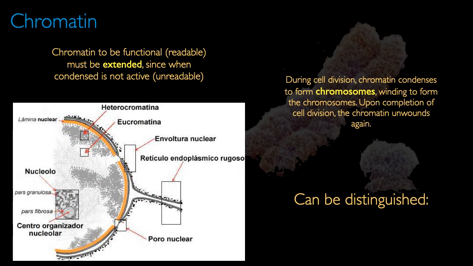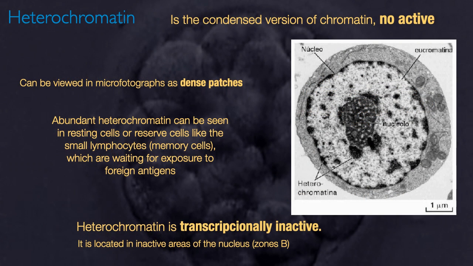In order to read the DNA or chromatin, it needs to be accessible, so it must be extended. So we can distinguish 2 types of chromatin in a nucleus. Heterochromatin is the condensed version. It is easier to see as dense patches, as you see in the image. And since it can't be read, we say that it is transcriptionally inactive and tends to accumulate in inactive zones that we call B zones.